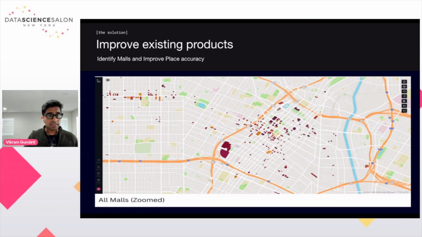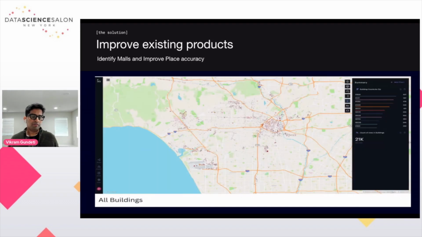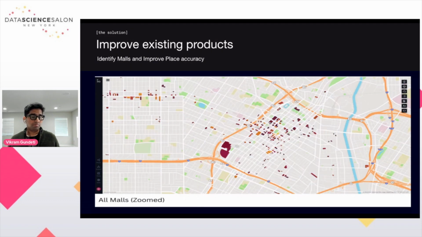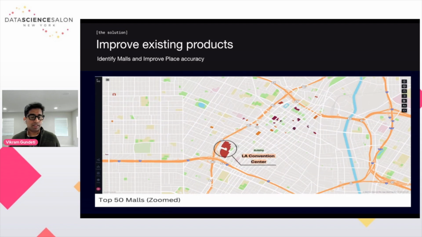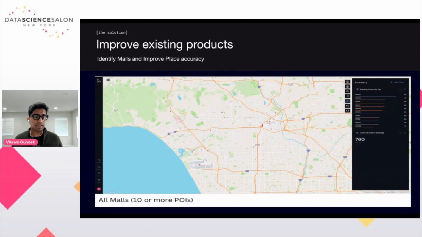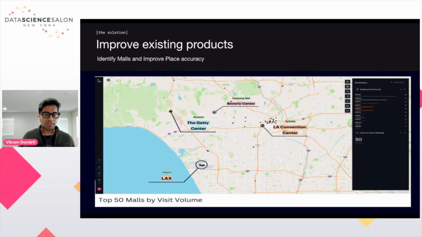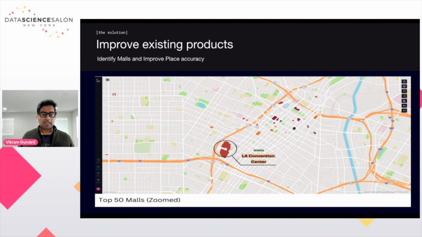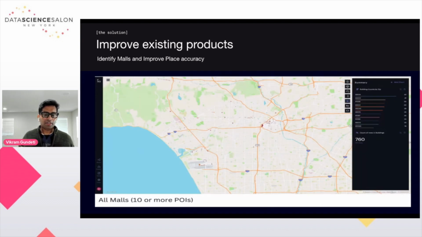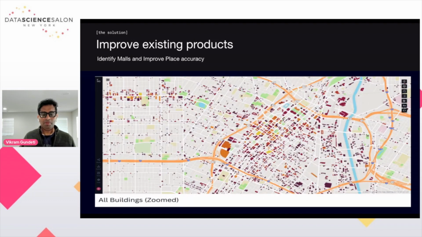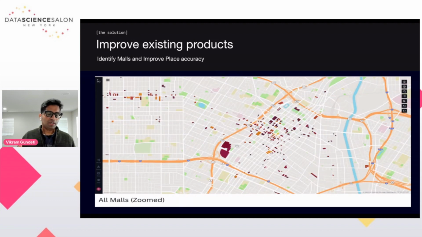Similarly, I'm also going to use this example to explain how it is improving our own products. This is a visual where we have used a join between buildings and POIs to identify malls. Malls being any building that has more than 10 POIs. And we were able to quickly identify the top malls in the city, and what POIs exist in them. Even simpler things like making sure the address of all the POIs mapping to the same building is the same improves our data quality.